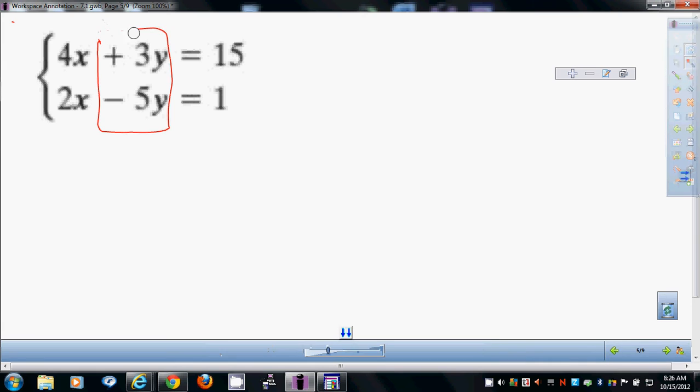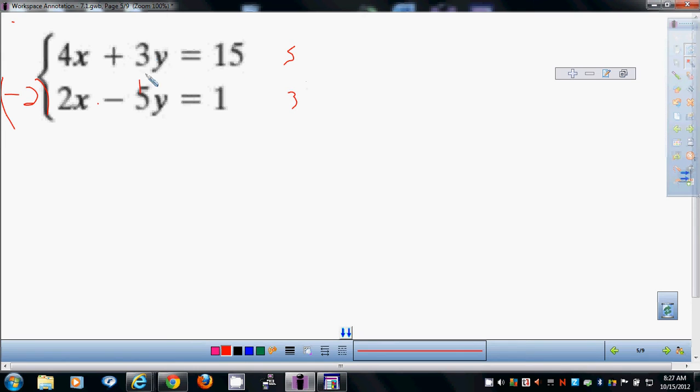For instance, Josh just said, quite correctly, why don't you just multiply the bottom row by negative 2? That would cancel the x's, and we will. I personally would have multiplied the top row by 5 and the bottom row by 3 to get rid of my y's, because I just like to avoid multiplying by negatives. But he has no such fear, so we're just going to do it his way.